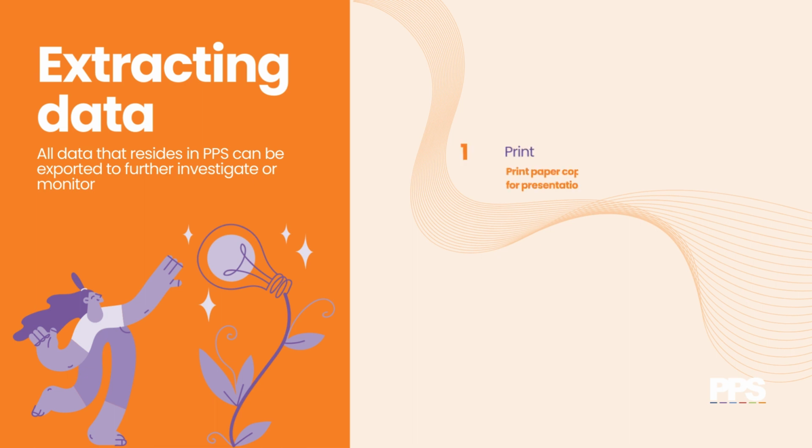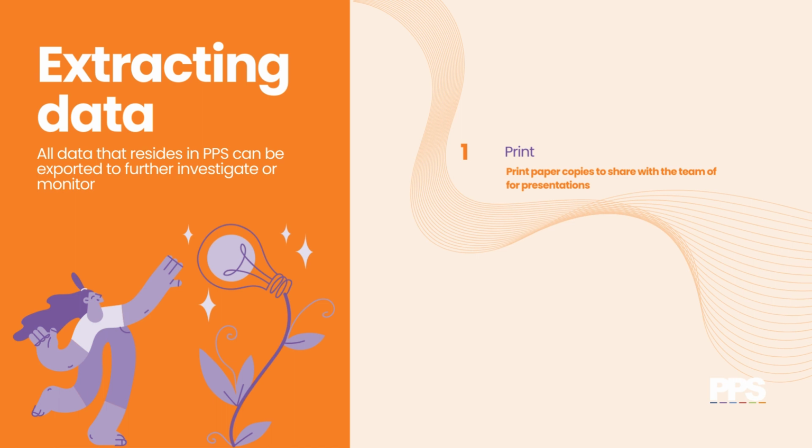So number one would be to print the data. If you want to have paper copies, if you're looking at building a report to communicate to your staff, your team, stakeholders, you can print the data so that you can share that information or include it as part of a presentation.